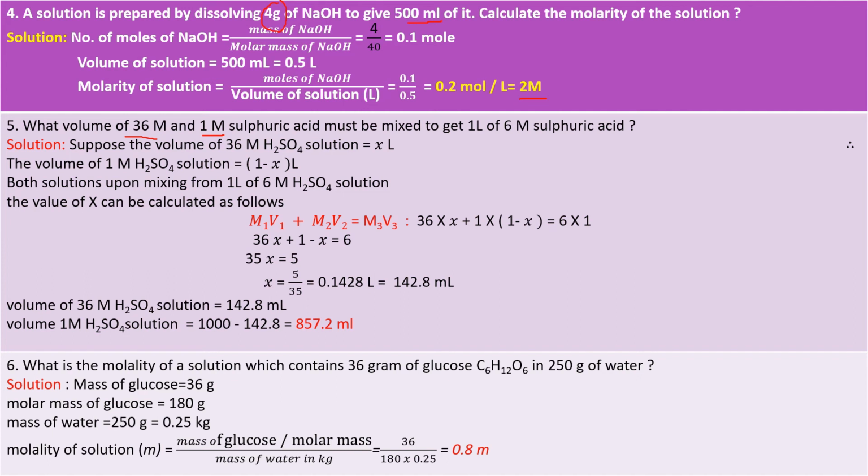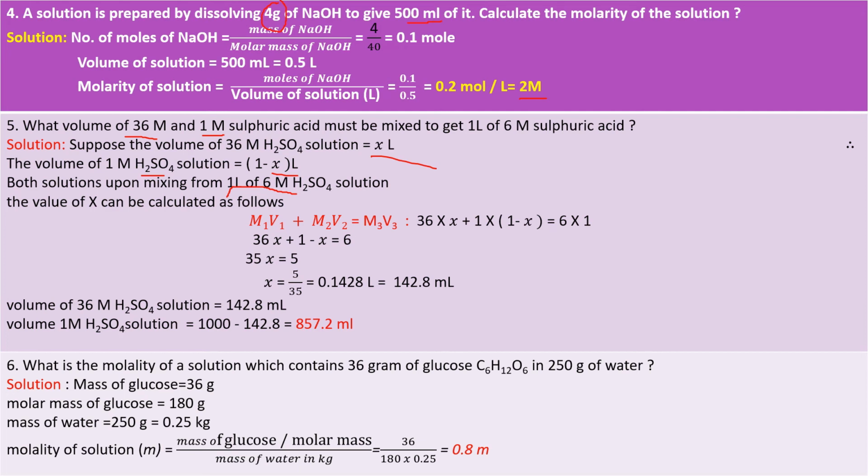Now the next is, what volume of 36 molar and 1 molar sulfuric acid must be mixed to get 1 liter of 6 molar sulfuric acid. Now this is again very simple. Now suppose the volume of 36 M H2SO4 is x liter. The volume of 1 M H2SO4 is, because the total volume is 1, so the volume of 1 M H2SO4 must be 1 minus x liter. Now both the solutions upon mixing form 1 liter of 6 M H2SO4 solution.